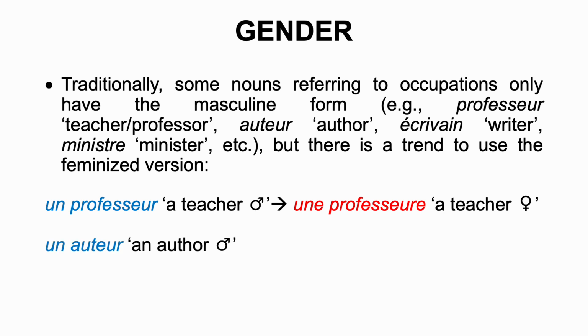Same thing, un auteur, a male author, gives in some contexts une auteure with an extra E, but we tend to prefer une autrice, a different ending. Why? Just to make sure that the feminine pronunciation is different from the masculine form.